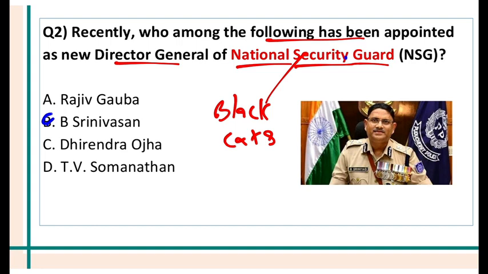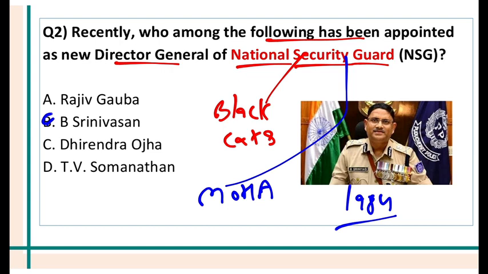National Security Guard works under which ministry? Again, Ministry of Home Affairs. It was founded in 1984 after Operation Blue Star against the Sikh militants. So it was founded on 16th of October 1984, and it is headquartered in New Delhi.